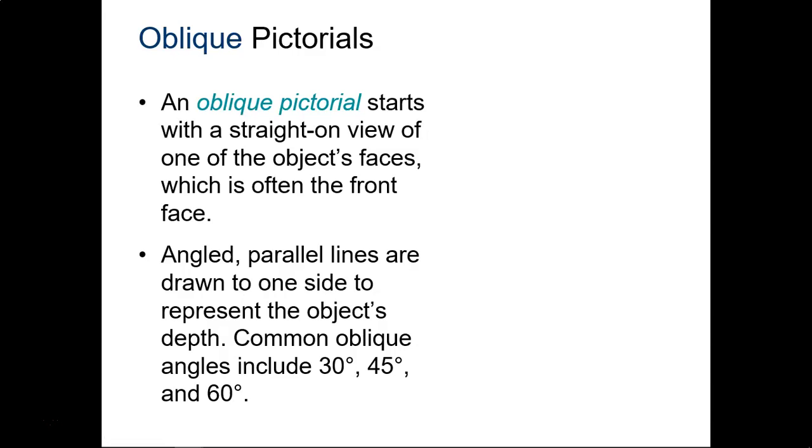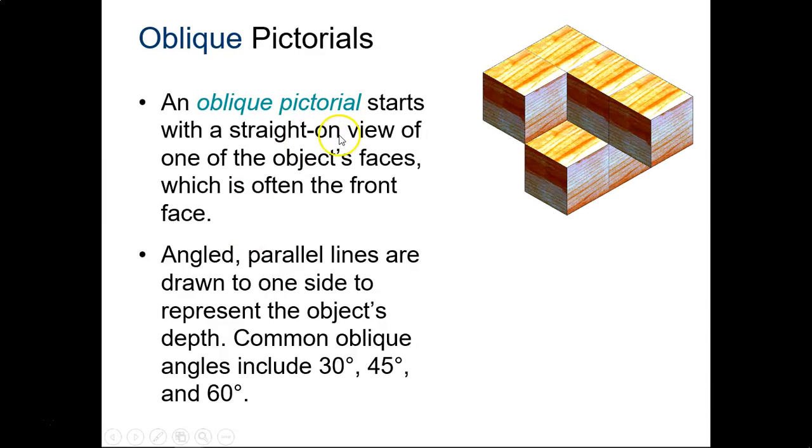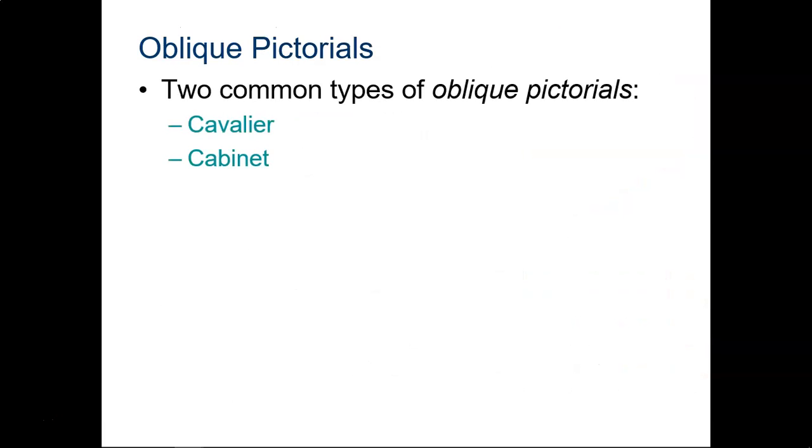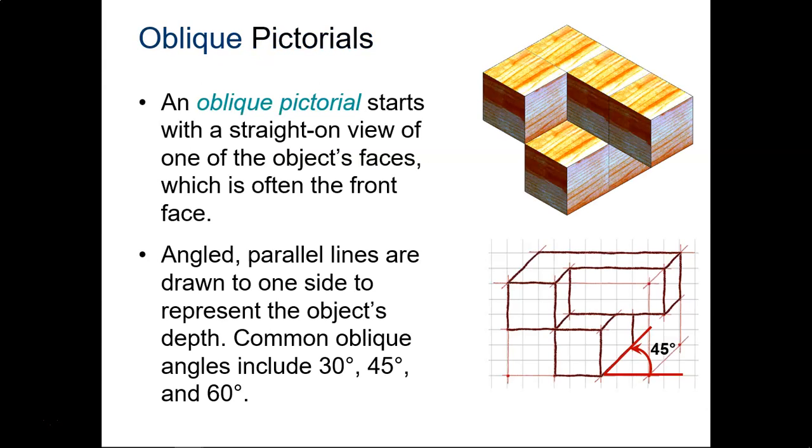So an oblique pictorial starts with a straight-on view. So it's not at an angle like isometrics, but rather it is straight on. So this is your isometric. That would be your oblique of a similar part. So in this class, I'm actually going to go back one last slide. The depths go back at a 45-degree angle.